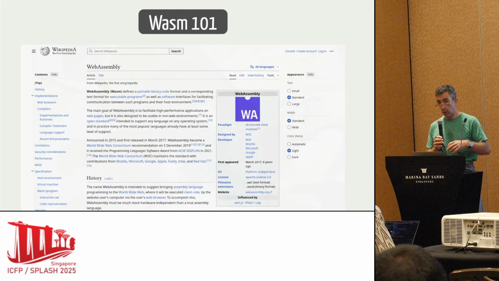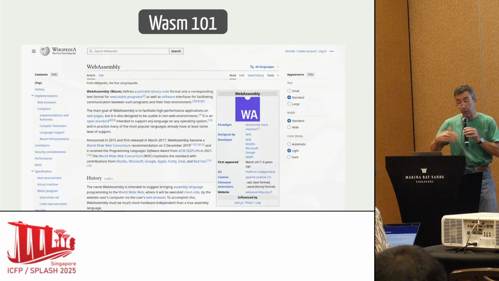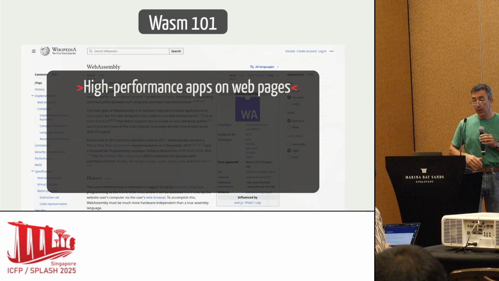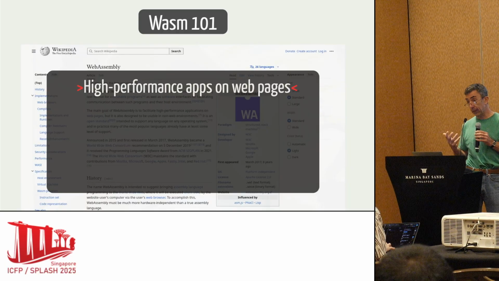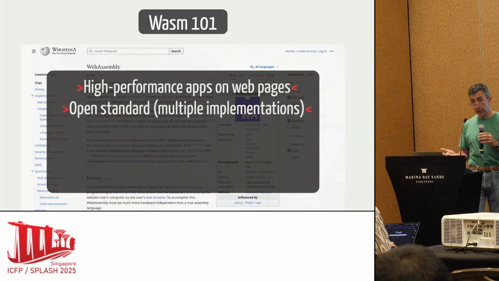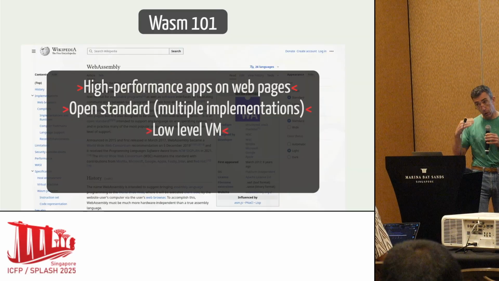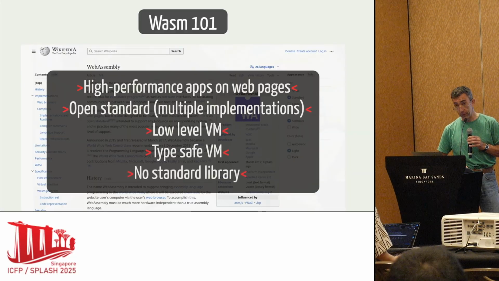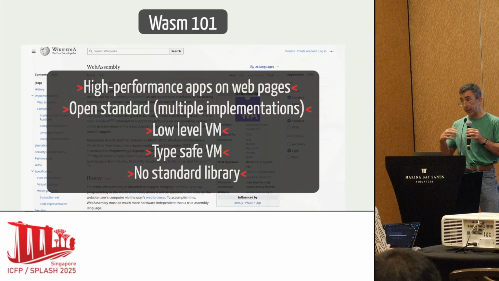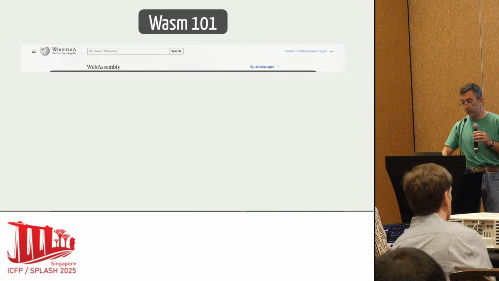So first, I will start with a gentle introduction for those of you that are not extremely familiar with WebAssembly. Although some of these aspects have already been presented, I will still go with my slides. So Wasm is a virtual machine that has been, I think, initially designed for running fast applications on the web. It's an open standard, meaning that there are several implementations that are compatible with each other. It's a low-level VM, and we will see that in detail. It's type-safe, great. And it has no standard library, which is kind of unusual, especially if you compare to the JVM, which has its large set of Java classes.